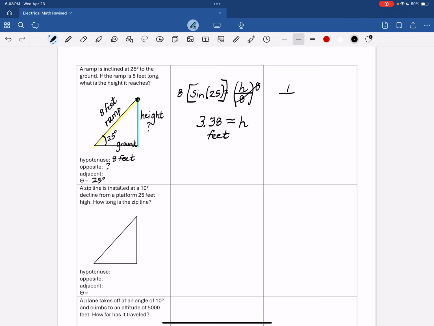So using cosecant, I know that 1 over the sine of 25 is equal to hypotenuse over opposite. So we will be multiplying 8 times the sine of 25, and h times 1 is just h. So again, h is approximately 3.38 feet.